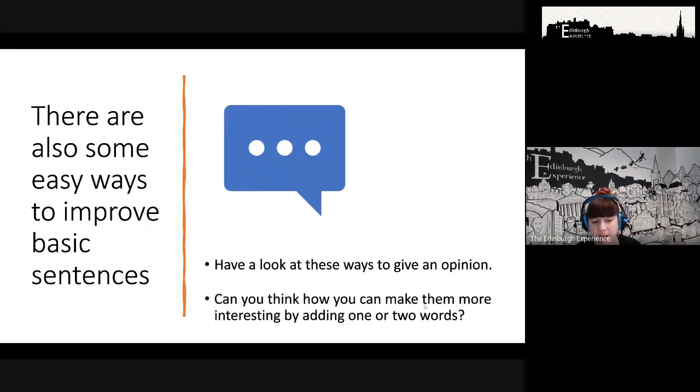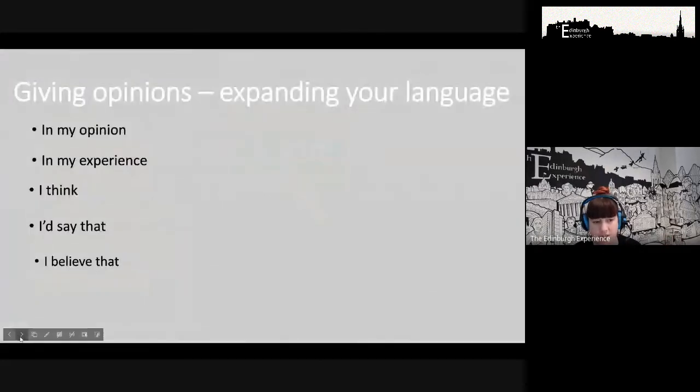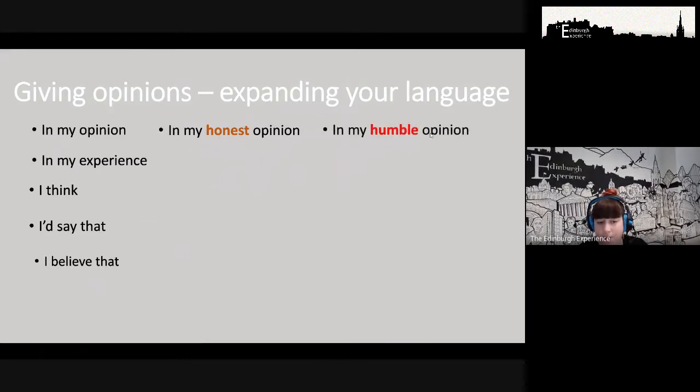So let's look at giving an opinion first. So I'm going to show you some words, and I want you to think about what word you could add into the sentence to just make it a little bit more interesting. Okay, so let me give you an example, right? So if I've got that one there, the one I said, if you wrote in my opinion, cross it out, right? Here's two ways that you could just make that a little bit more interesting. Okay, you could add in the word honest, in my honest opinion, or you could add in my humble opinion.